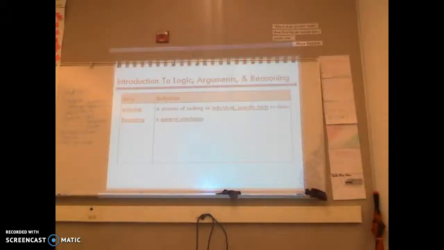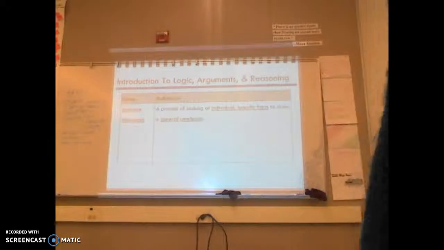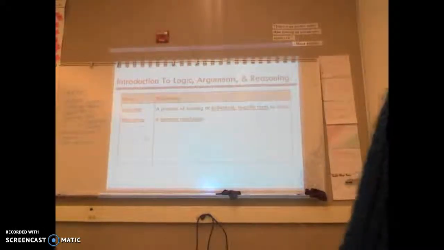Yeah. All right, so this term, inductive reasoning, it's a process of looking at individual specific facts to draw a general conclusion. Now, these different types of reasoning, you guys have already used them in your everyday lives. So some of this will be familiar, some of it won't, so that's okay. You guys have actually been using this informally already. You can absolutely use it formally.